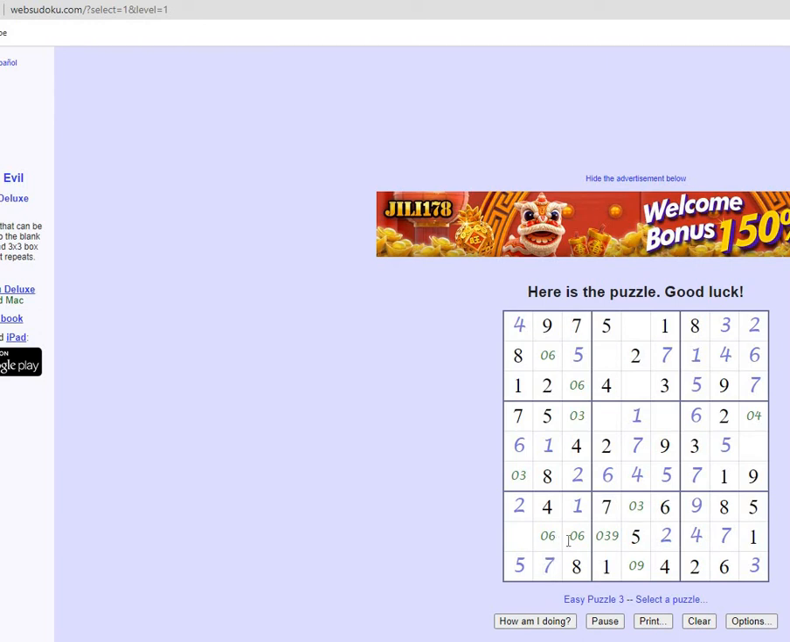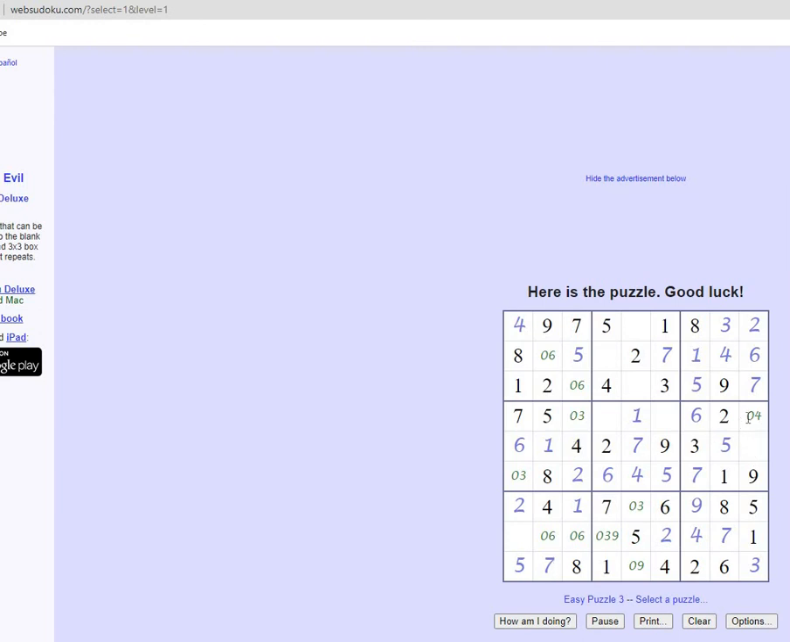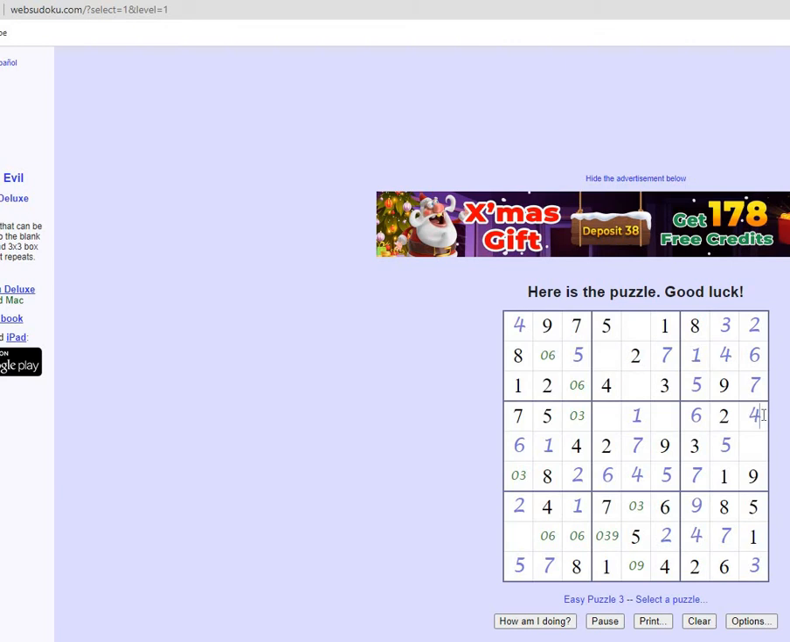Okay. Here there's a 4 here, so it cannot be here, so we can put this as the final answer. So 4 there, 4 there at the middle, and 4 at the bottom. Okay.